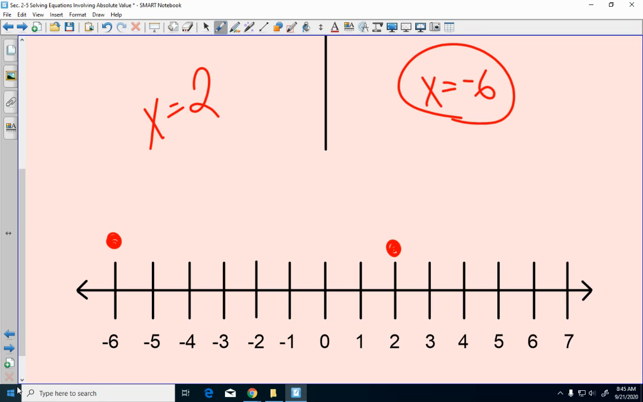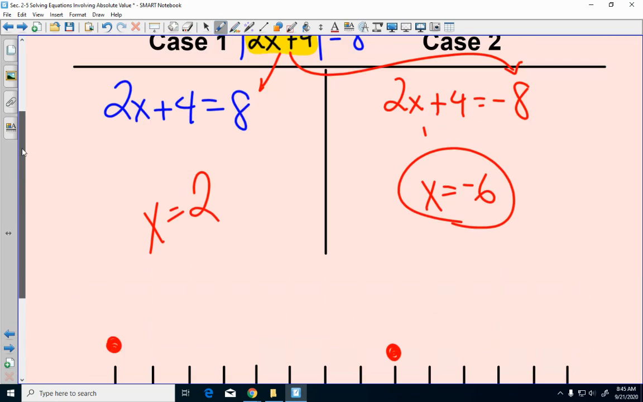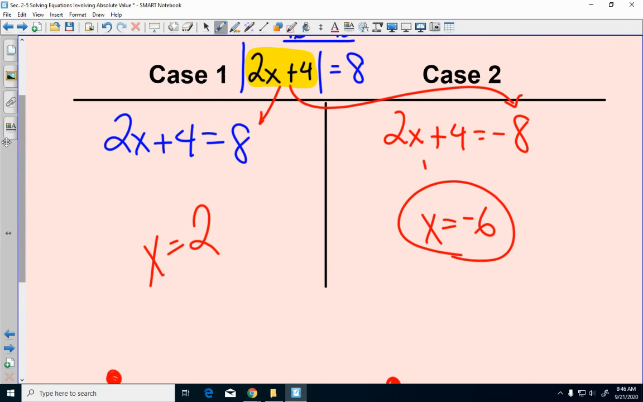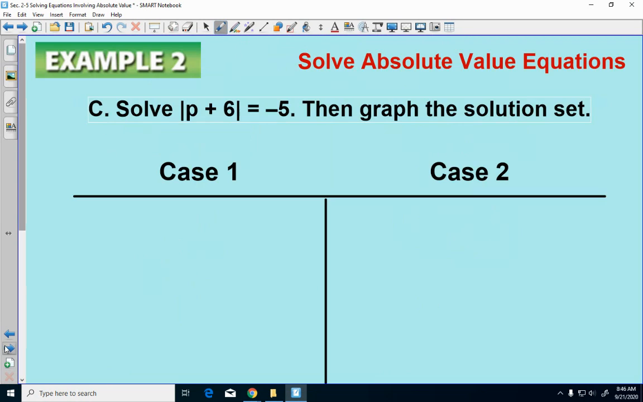It is both of them. Yep, because both of those values work, and you could come back up here. If you put a 2 in here, that's 4, and 4 plus 4 is 8, and the absolute value of 8 is 8. So that answer works. And if you put a negative 6 in here, that's negative 12, add 4 more, that's negative 8, but the absolute value of negative 8 is 8, so that answer works. So they both work. Okay?